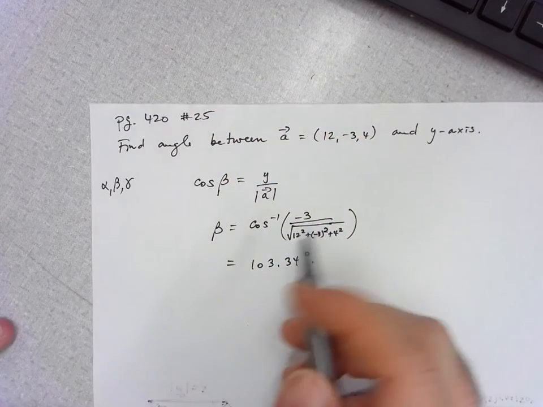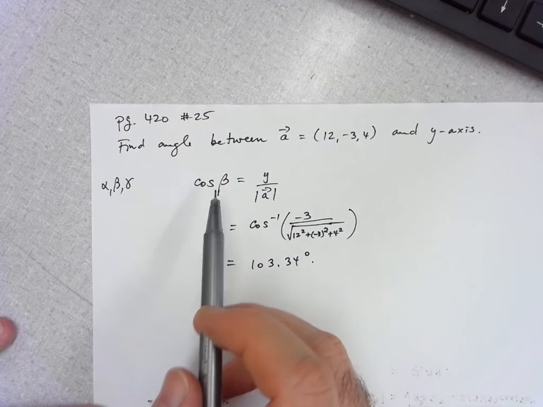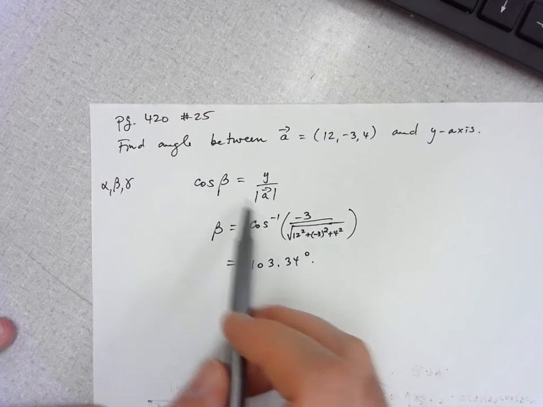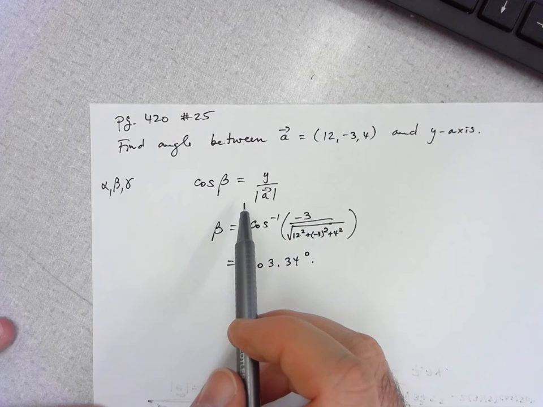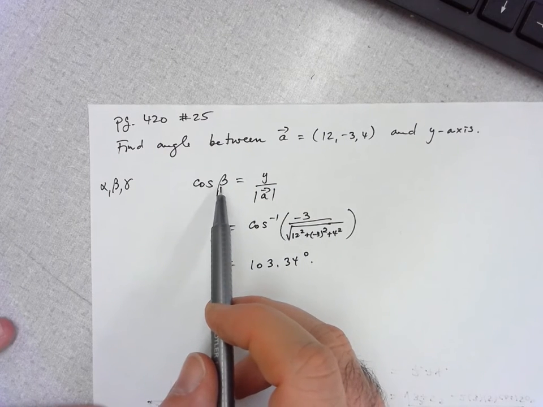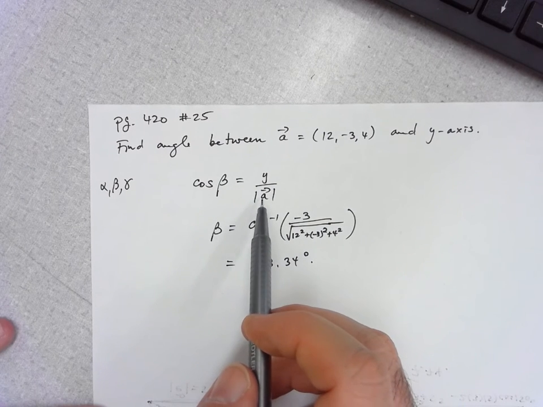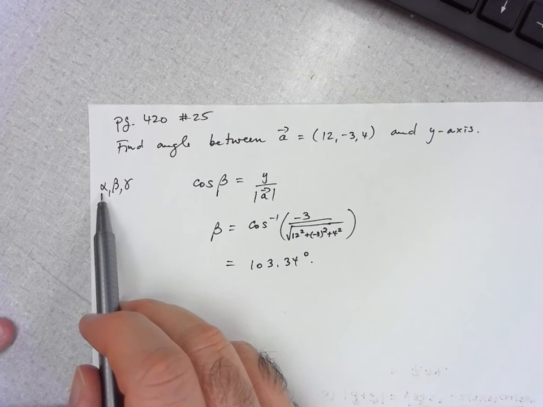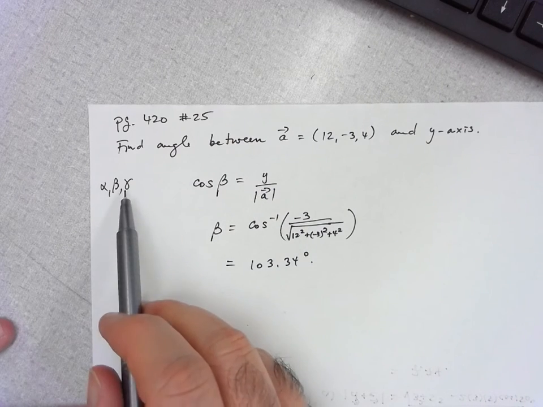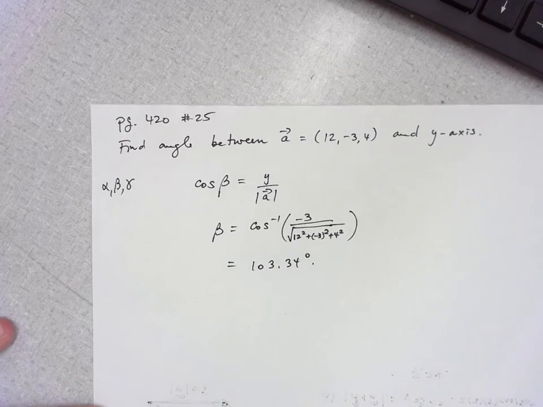So again, you need to know the relationships between these direction angles and the components of the vector. So in this case here, because it was to the y-axis, it was the y component over the magnitude. If it was the alpha to the x-axis, it would be x over magnitude. Gamma would be z over magnitude. Okay, that's it for this one.